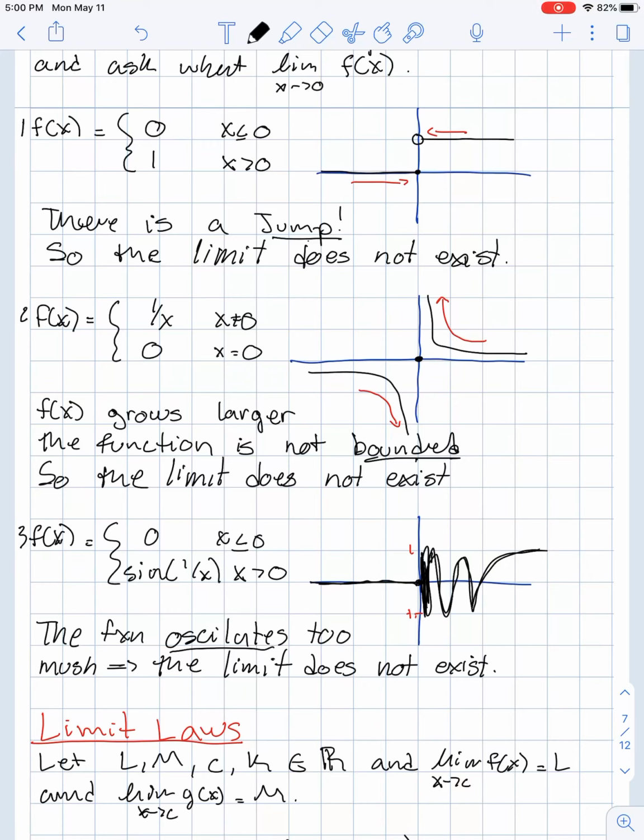I don't know. No, it's oscillating too much. I spelled the word much wrong. Good job, Mackenzie.